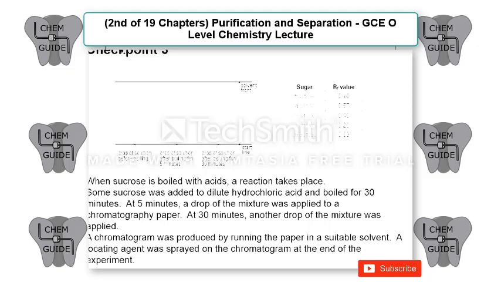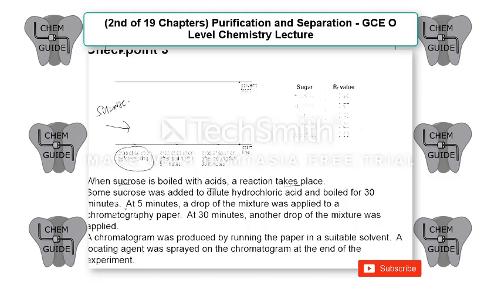Okay, so notice that this is a chromatogram here. Sucrose, when it is boiled with acids, a reaction takes place. So some sucrose is added. So this is before boiling. So this is the original sucrose solution. You get one single spot only. So this is simply sucrose.